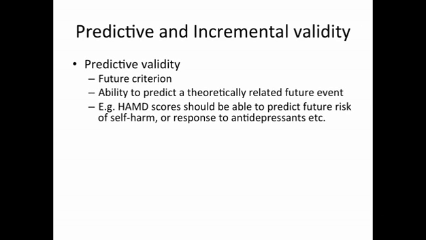A valid scale should have the ability to predict a theoretically related future event. For example, high levels of depression measured using Hamilton depression scores should be able to predict future risk of self-harm or response to antidepressants, etc. This is called predictive validity.